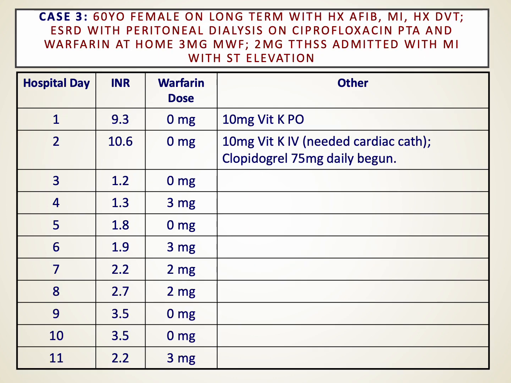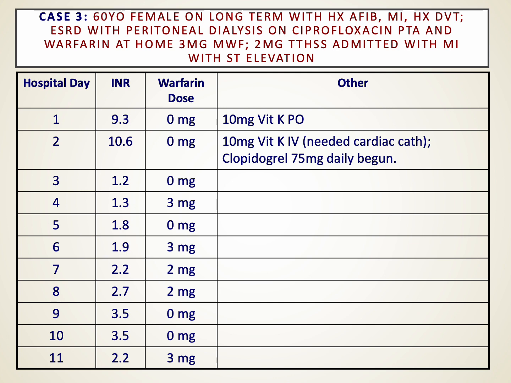Here's a third case, a 60-year-old female with a long-term history of AFib and other cardiovascular and DVT history. She's on dialysis. She starts on antibiotics, Cipro, and her INR jumped up high because she started an antibiotic. This is a classic drug interaction we see pretty frequently. Her INR comes in very high, so she gets some vitamin K as an antidote. She gets even more vitamin K because it keeps going up, and she needs to go to cardiac cath. And she gets clopidogrel because we're thinking she may have had a heart attack, and it comes right down. But the problem is that we restart her Coumadin, and by day 5, it's jumped up to 1.8, so we back off to give her none.